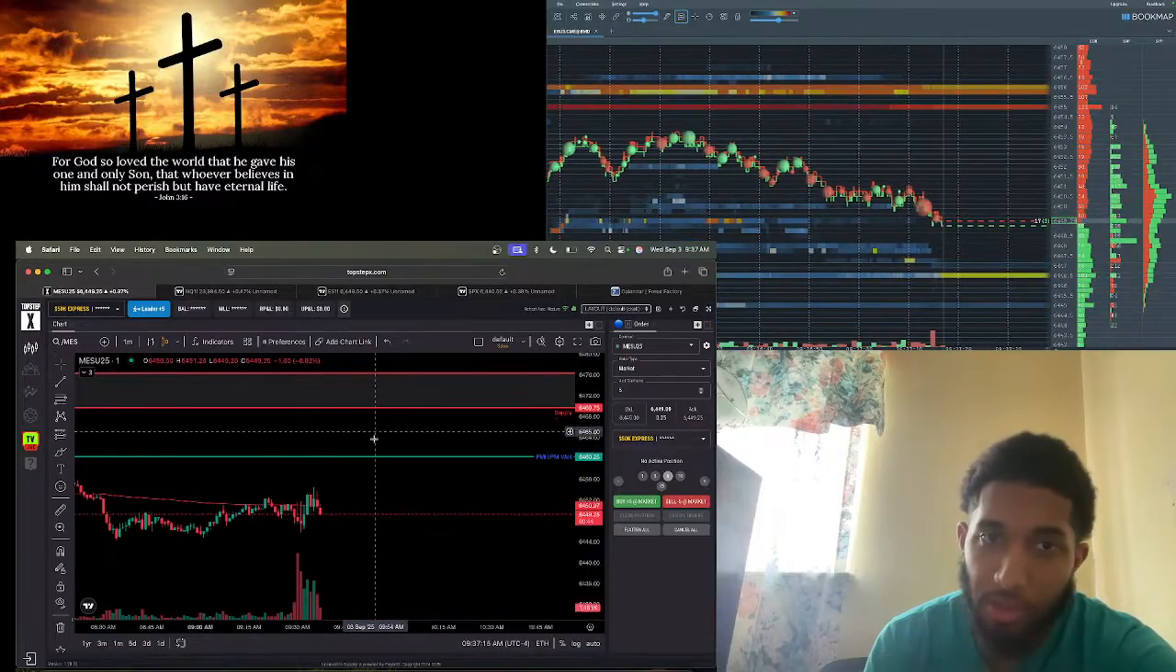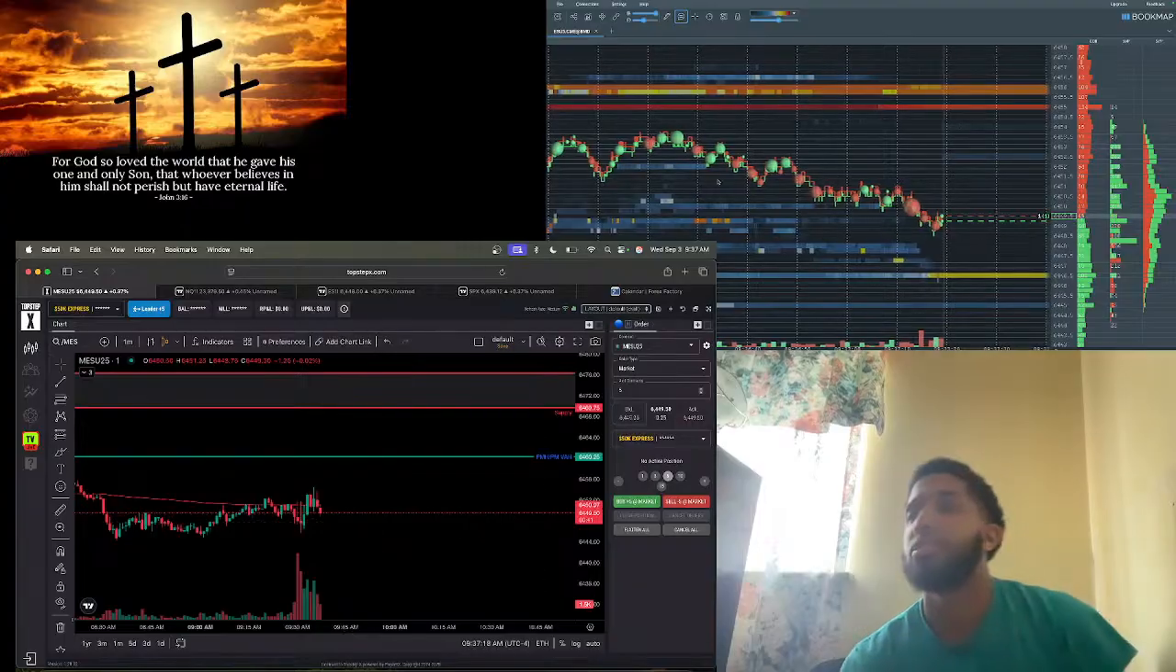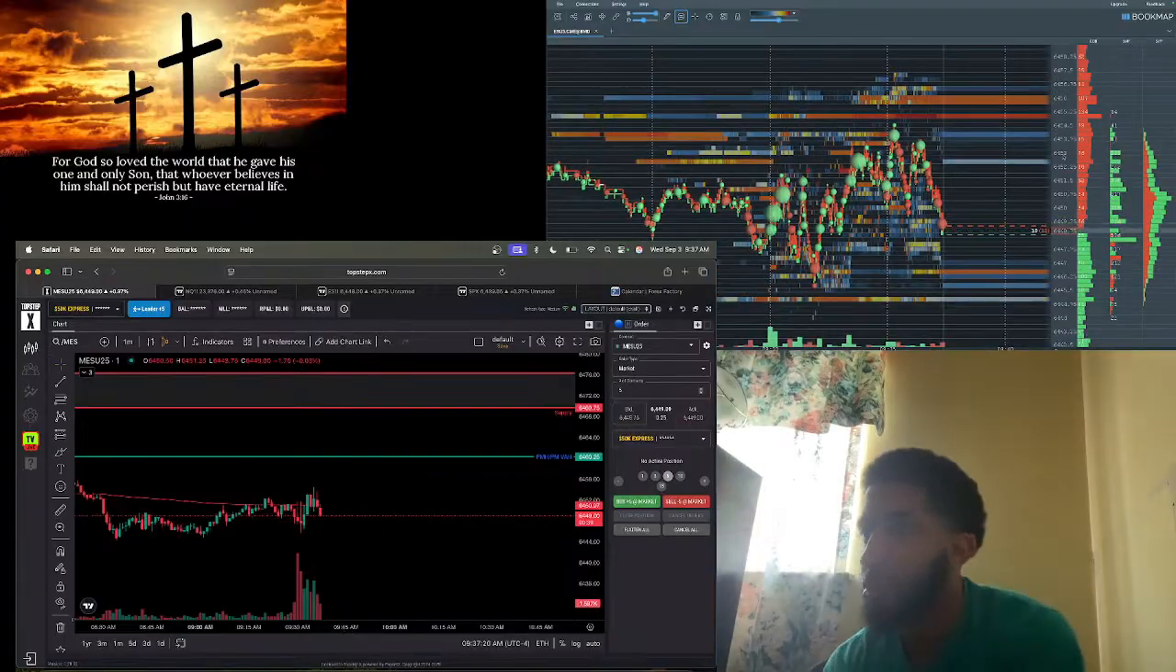I'm looking for shorts up here. Everything up here, I'm looking for shorts. So I'm looking for Bookmap to give me confirmation of a little short there.